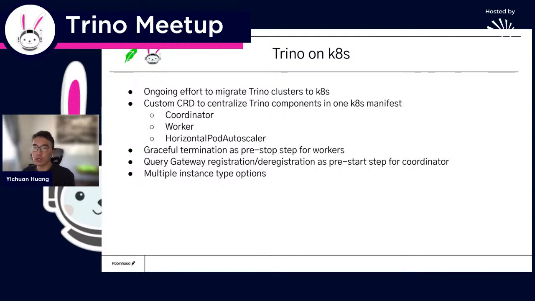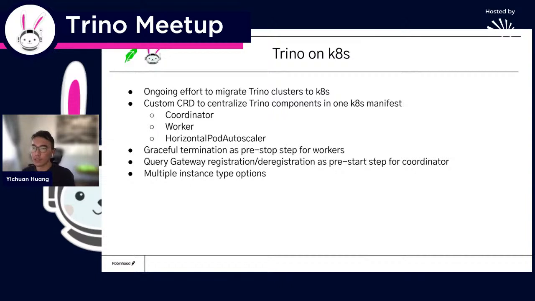So the components are one coordinator, a certain number of workers, and a horizontal pod autoscaler, which helps with the autoscaling. And we embed the graceful termination as a script in the pre-stop step for workers whenever we want to trigger a worker shutdown or downscaling. And there will also be registration and deregistration to Query Gateway as a pre-start step for the coordinator when it spins up.